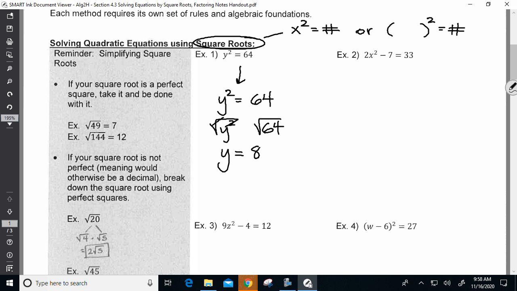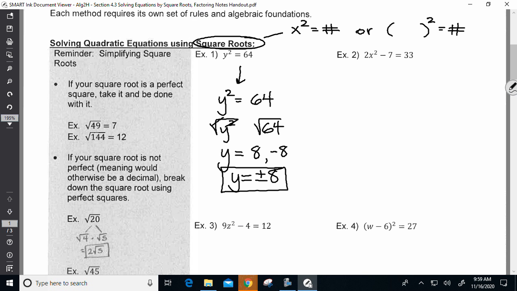However, there is another way to still get 64, and that's using negative 8. 8 to the second power gives you 64. Negative 8 to the second power gives you 64. So since both of those numbers work, you are required to get your answer as y equals plus or minus 8. If you leave off plus or minus, it is wrong, because you didn't get both of them.